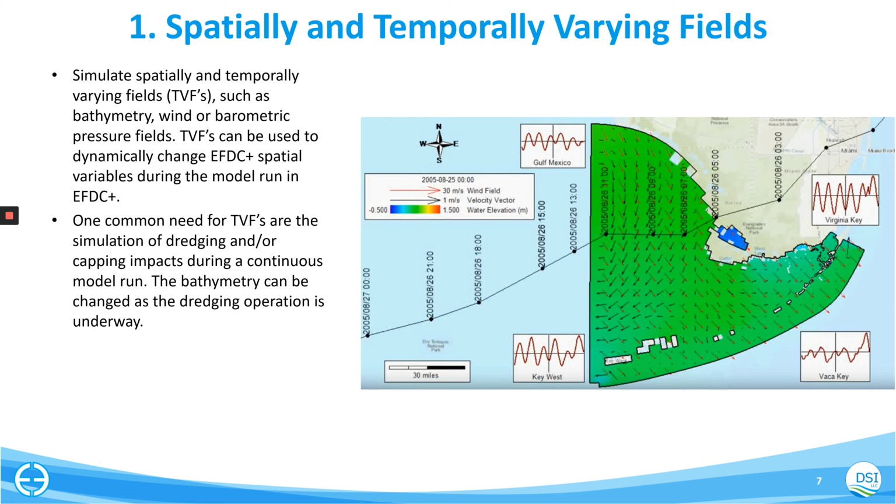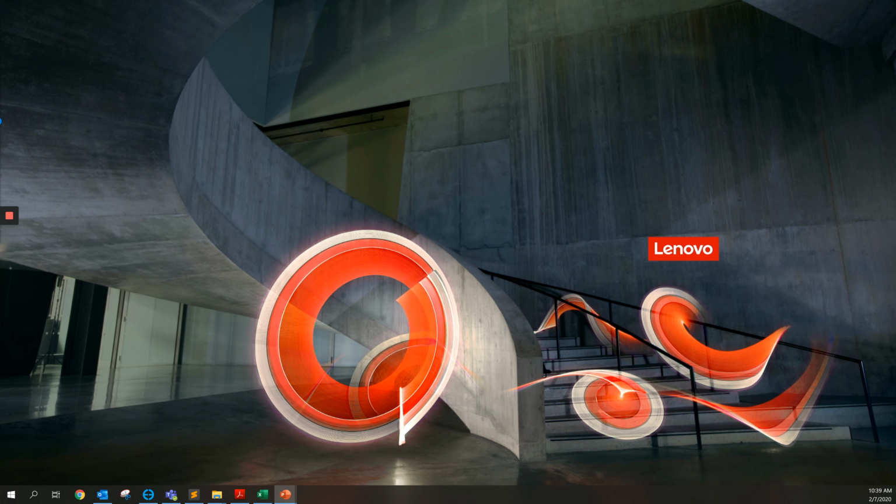But that doesn't work for hurricanes, because what's happening here and here may be completely different from what's happening down here. So we now have the ability to bring in 2-dimensional wind fields and pressure fields and actually simulate the effects of hurricanes.